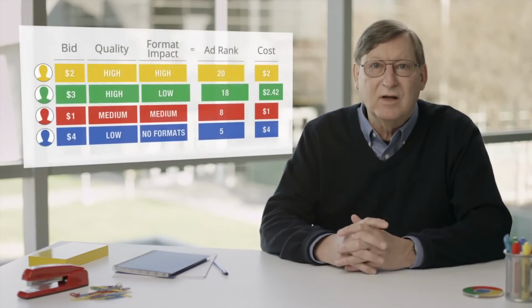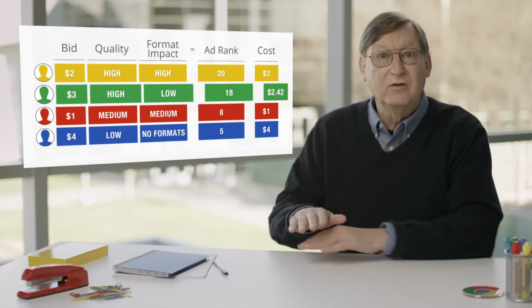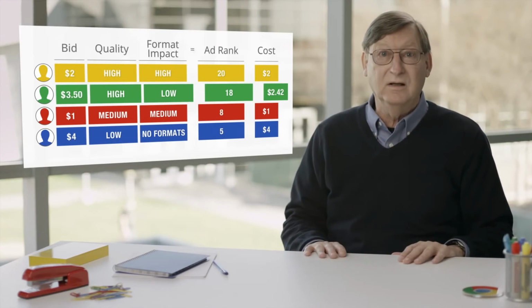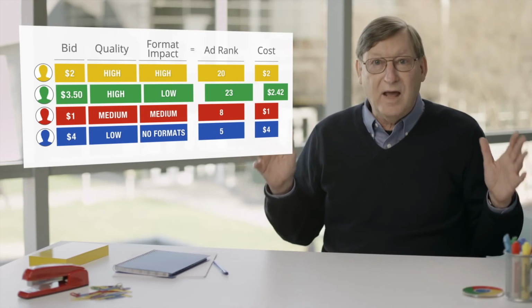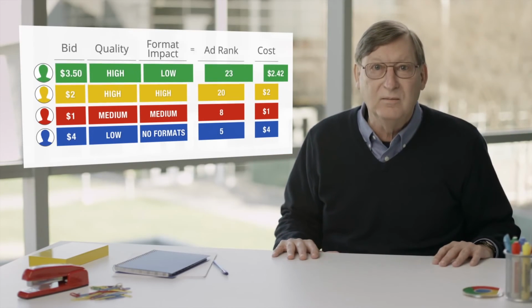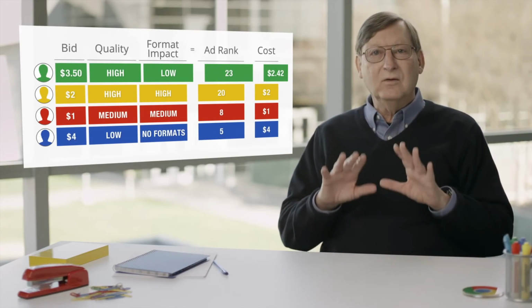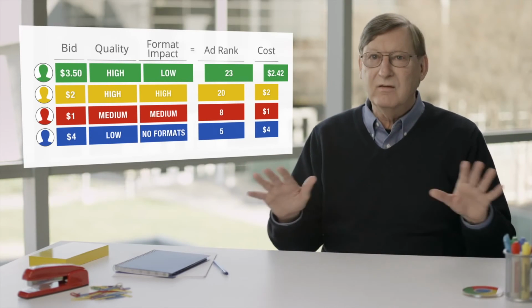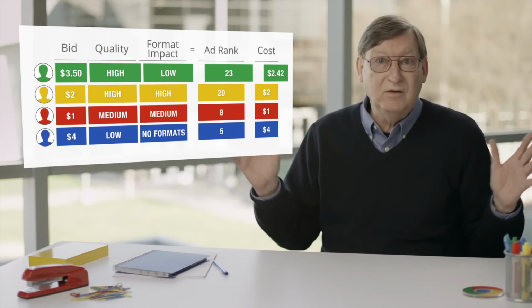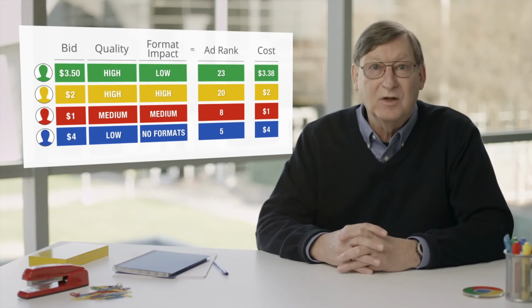Now imagine this advertiser wants to move to a higher position. So she increases her bid to $3.50. Now her ad rank goes up to 23. That's enough to give her a highest ad rank and to move her into position 1. And what does she pay? The amount that would be just enough to beat the ad rank of 20 below her. Assuming everything else stays the same, that might be, say, $3.38 in this particular case.